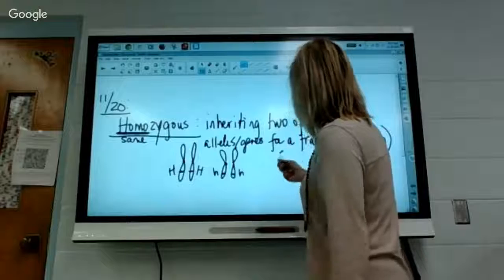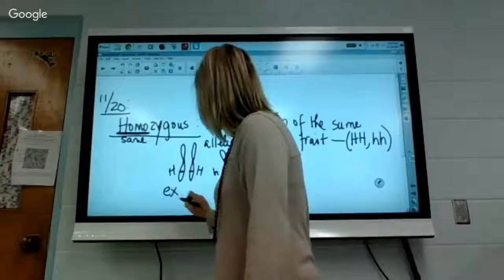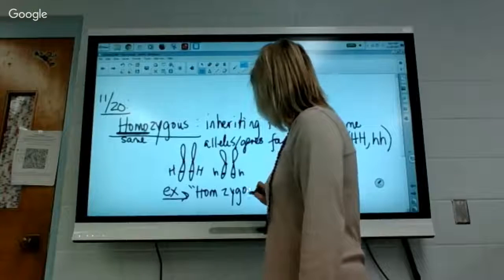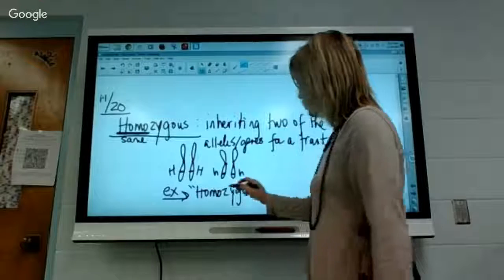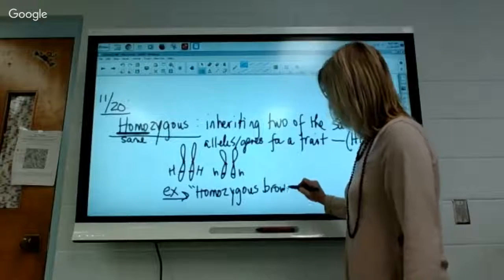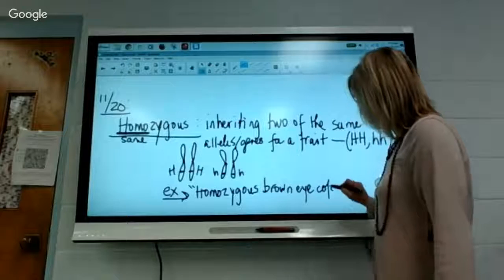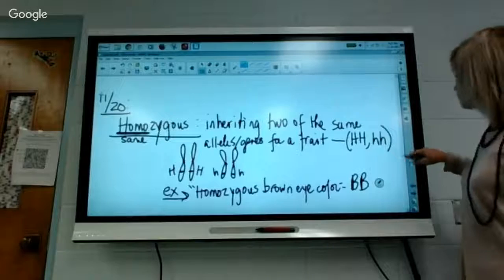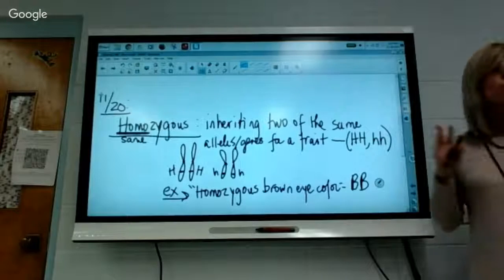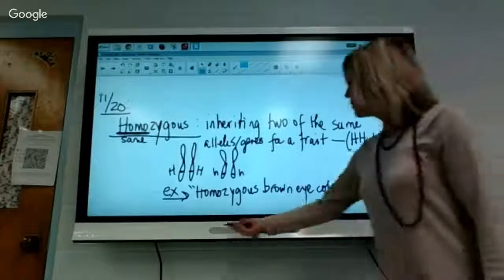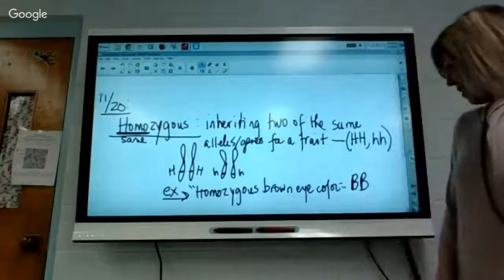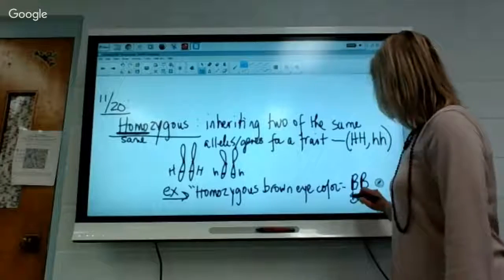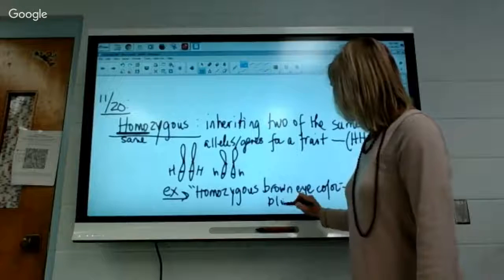So that's going to be kind of an example. If a problem said a homozygous anything, it's going to give you the trait, a homozygous brown eye color equals exactly what you said, big B, big B. So how would you get blue? Right. Because the big B allele is dominant, we would have to have 2 little b's. So little b equals blue eye color.